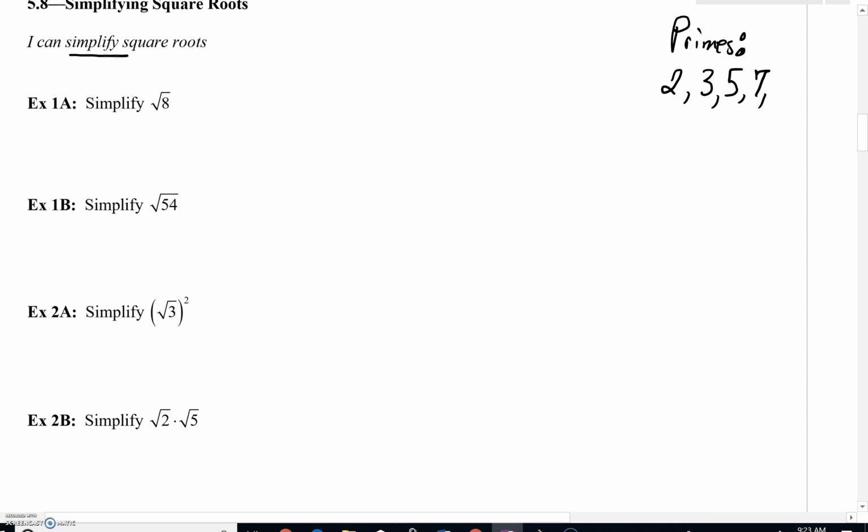8 is divisible by 2, so it is not. 9 is not. 10 is not. Any even number is not. 11 and so forth. Really you don't have to have a huge list of primes. Usually 2, 3, 5, and 7 are going to suffice. But what are we looking for? We're going to do a prime factorization.